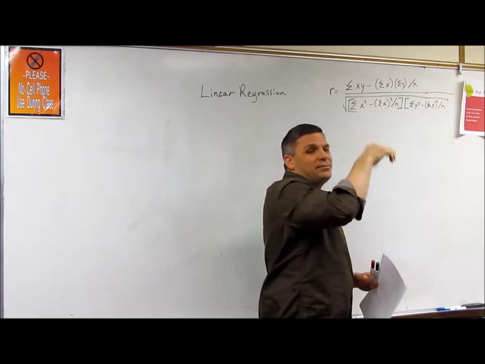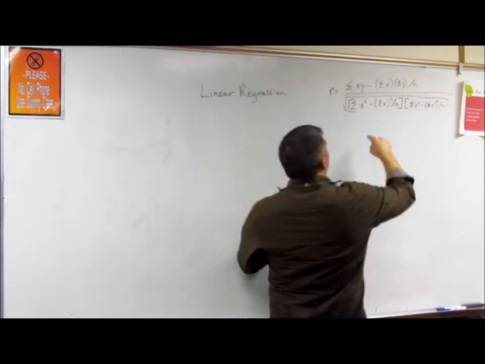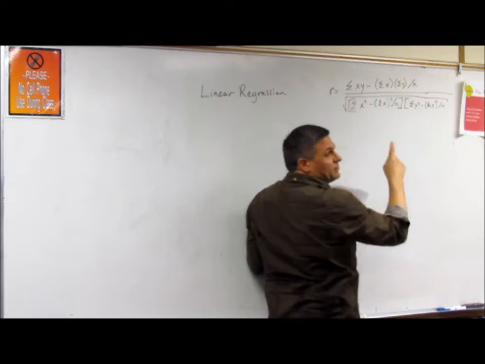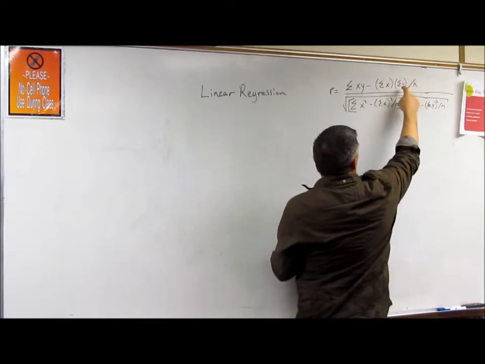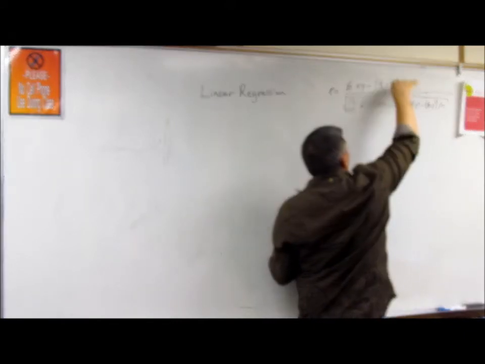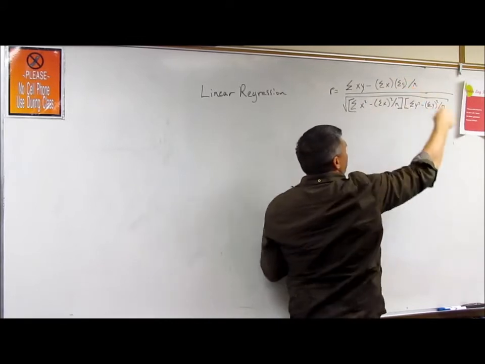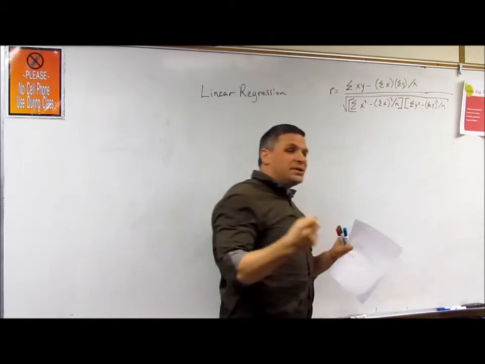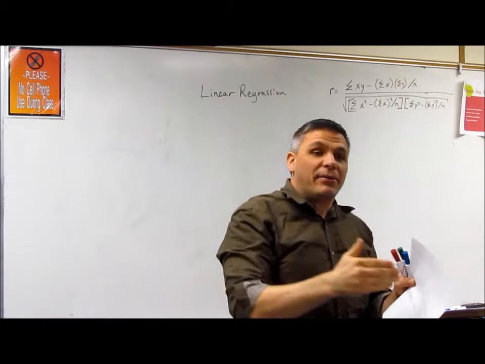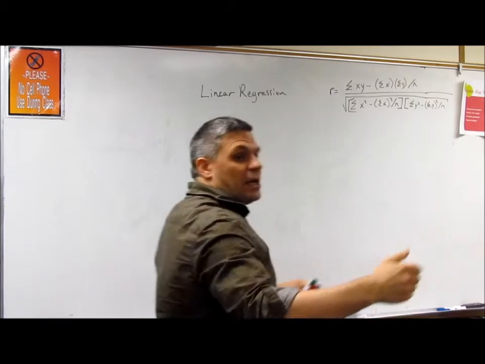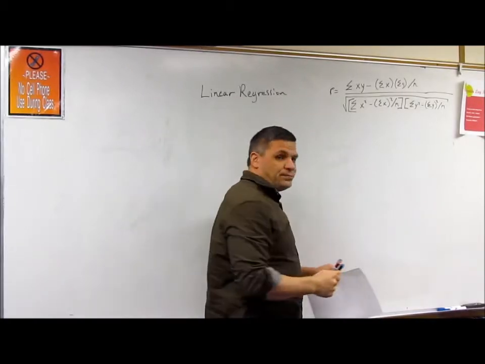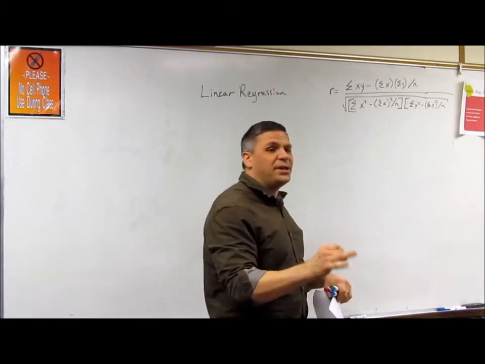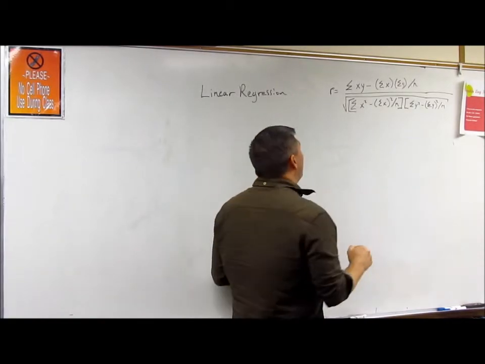sub 3, y sub 3, and however many you have. Minus the quantity of the sum of the x's times the sum of the y's, divided by the number of numbers. So how many of them are there, right? How many x's are there? Or how many y's are there? How many coordinates, in other words, are there?